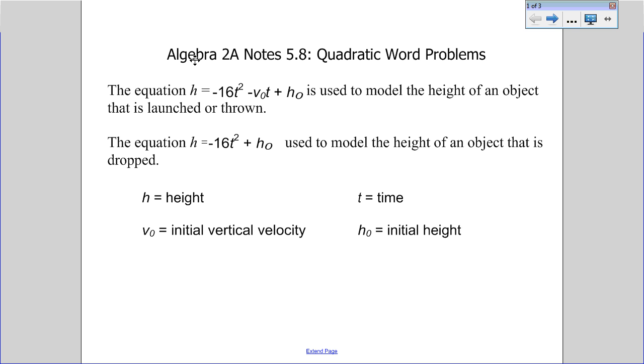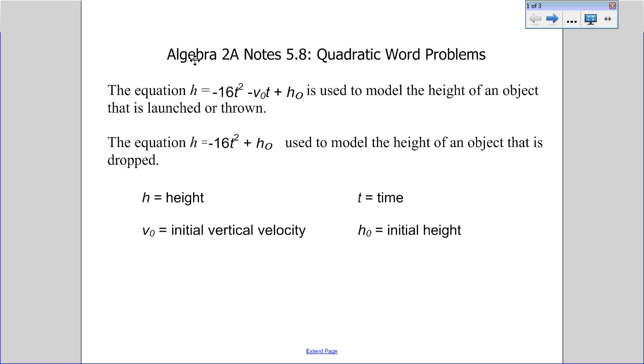object that is launched or thrown. V sub 0 stands for initial velocity, which is why it's being launched or thrown. Something's pushing it, giving it some force. Negative h equals negative 16t squared plus h sub 0 is just used to model the height of an object that's dropped. Meaning all I'm doing is letting go. I'm not pushing it down. I'm not putting any force behind it, so there's no initial velocity with that.